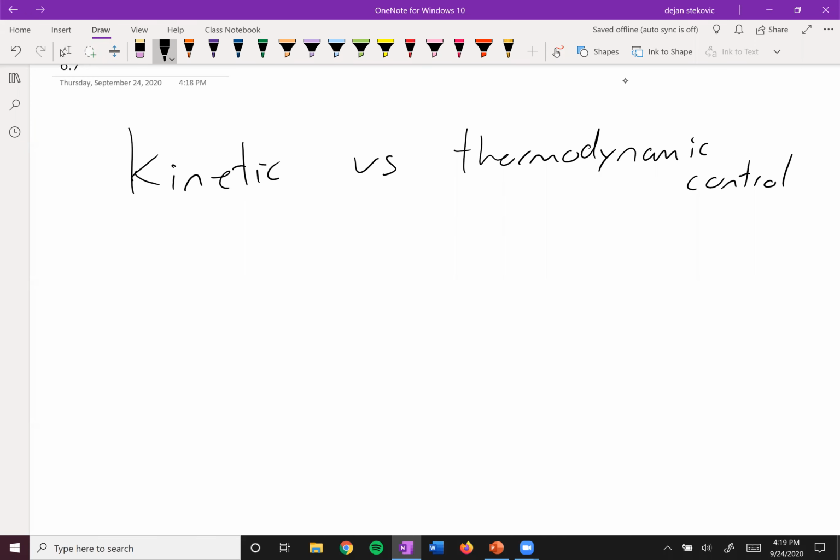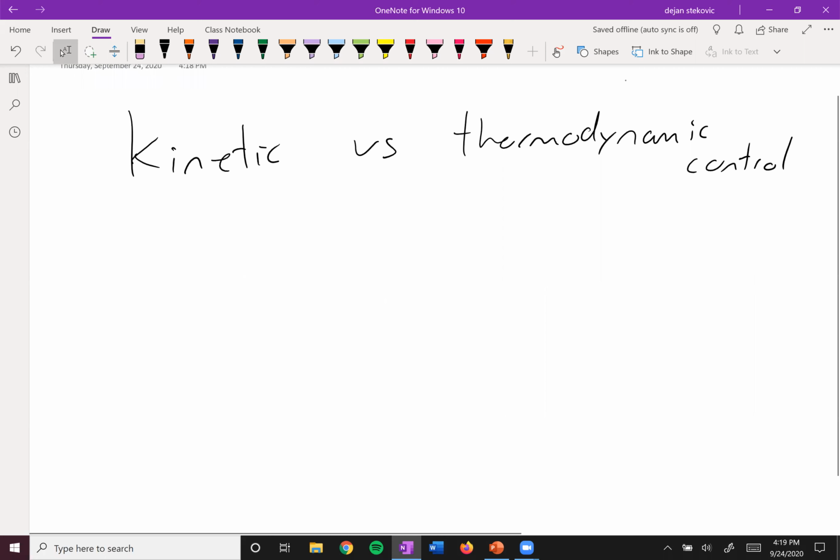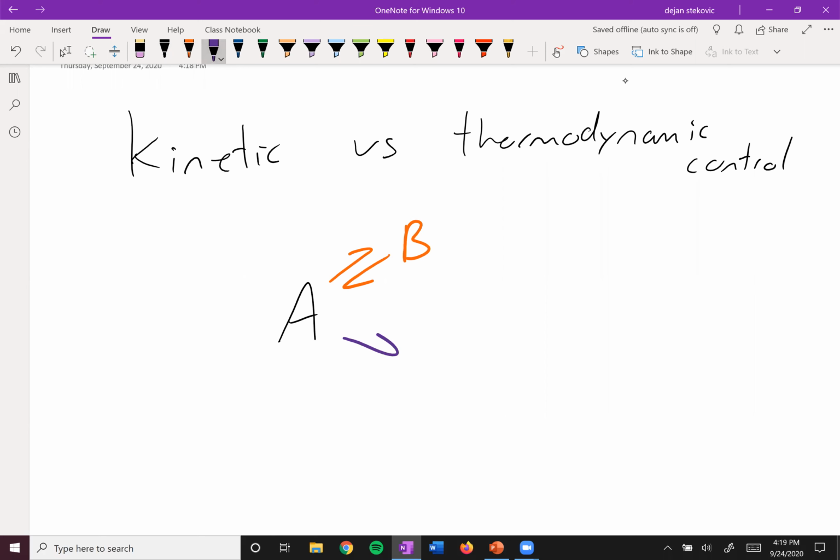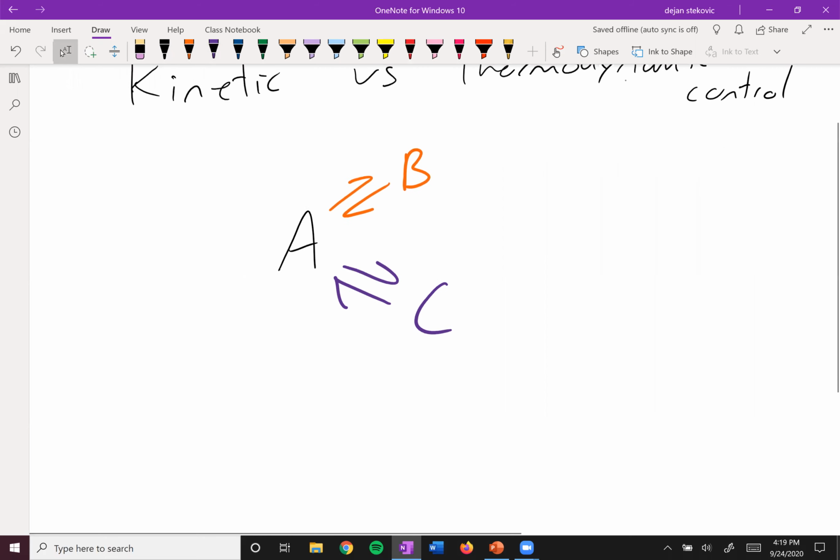Take a look at how we can read a reaction coordinate diagram to give us some information. We'll take a look at it through the lens of kinetic versus thermodynamic control. In this case, we're going to say that we have compound A, and it's in equilibrium with B and with C, right? So it has two different products. It can make two different compounds. Which one will it make?